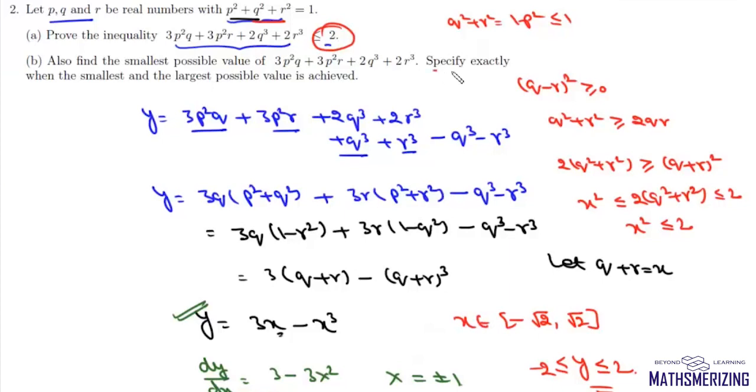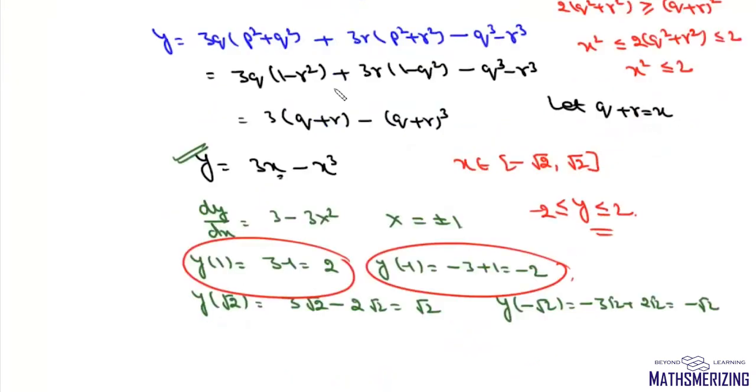Now we have to specify exactly when the smallest and largest possible value is achieved. So we are going to achieve this smallest and largest value when the value of x is plus or minus 1. If we put x as plus or minus 1, we'll get this condition that the value of q plus r should be plus 1 or minus 1.